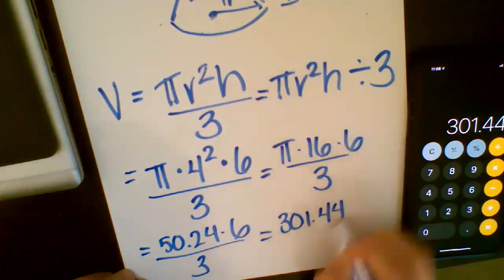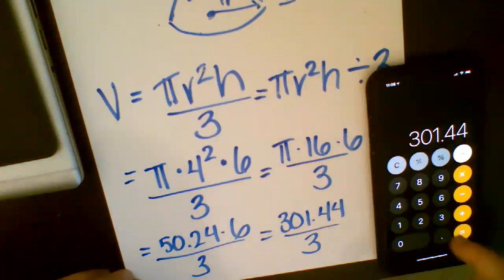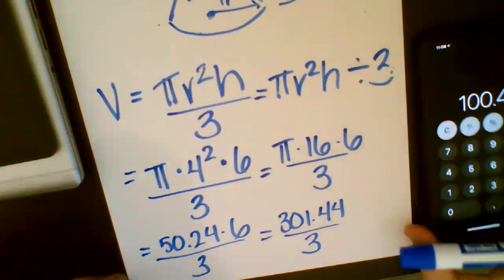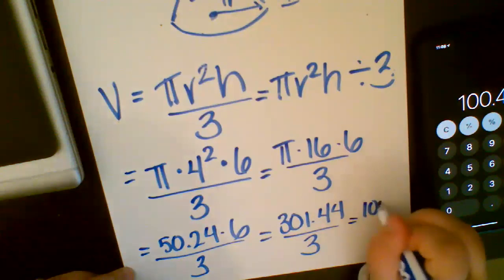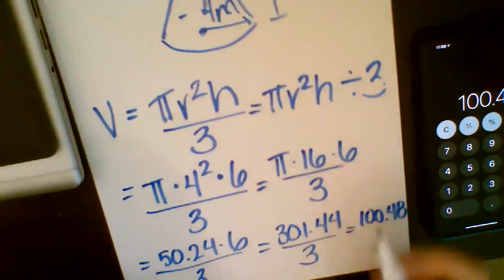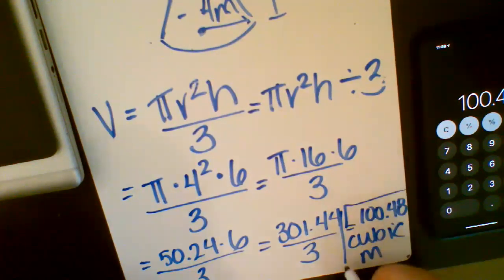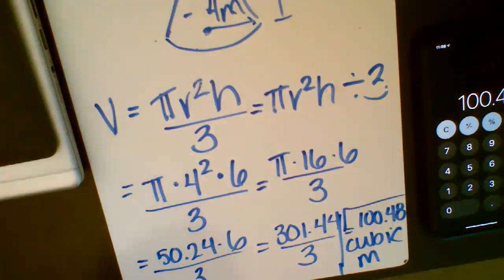The only difference here is we have to end by dividing by 3. So in this fancy number right here, we're gonna divide by 3. So our volume of a cone is gonna be 100.48. Same units, we got meters up here, so our final answer is going to be cubic meters. So exactly the same process as finding the volume of a cylinder, okay? But at the end, we divide by 3, okay?